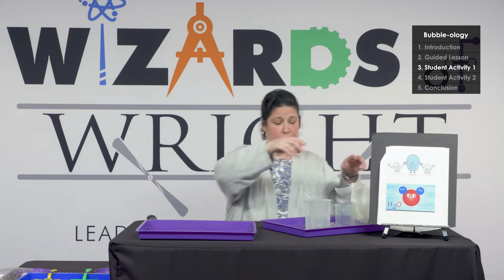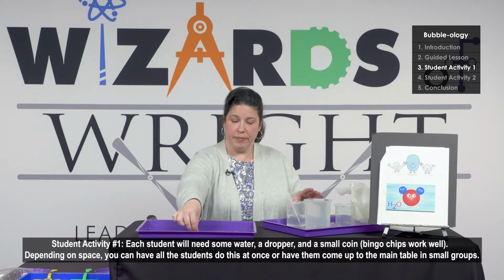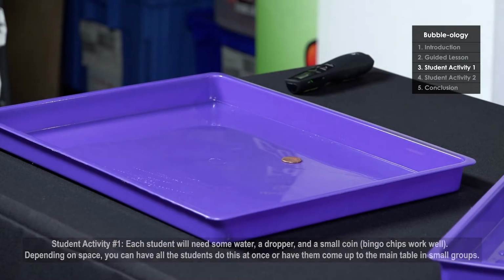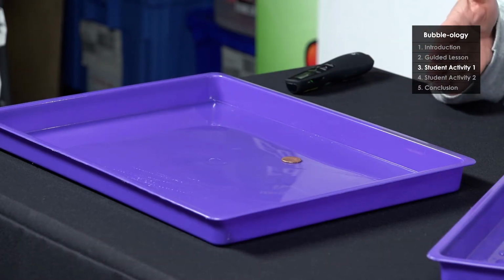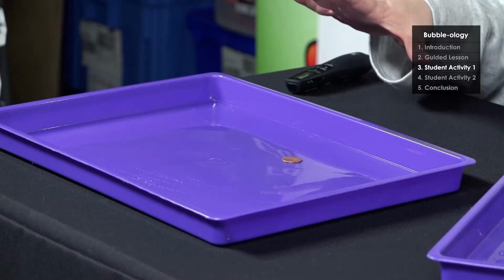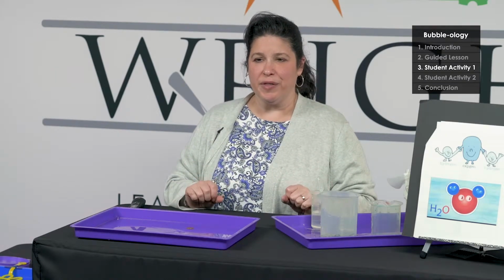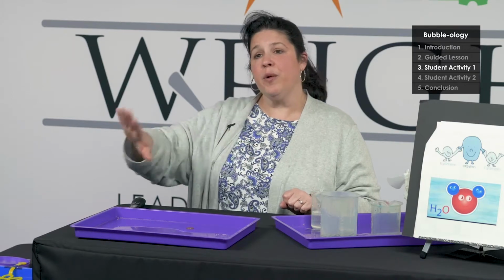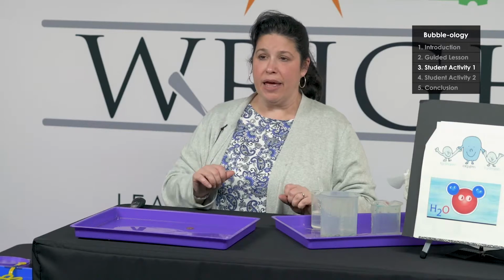Each student is going to need a dropper, some water, and a penny. I might recommend the teacher doing this activity first, just so the students can see the result, and then letting them try. Totally up to you. If you have them come up to watch, obviously you want to make sure that they're not moving the table at all. And then as they go back, maybe you want to have 4 or 5 at a time trying it and doing it in other stations.